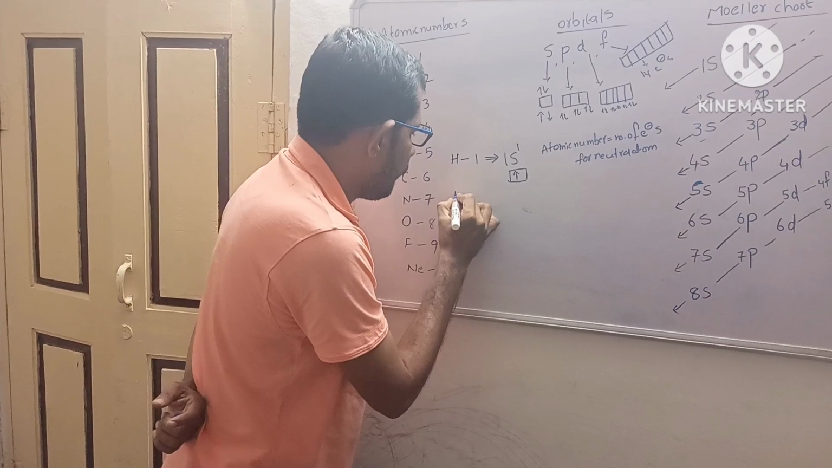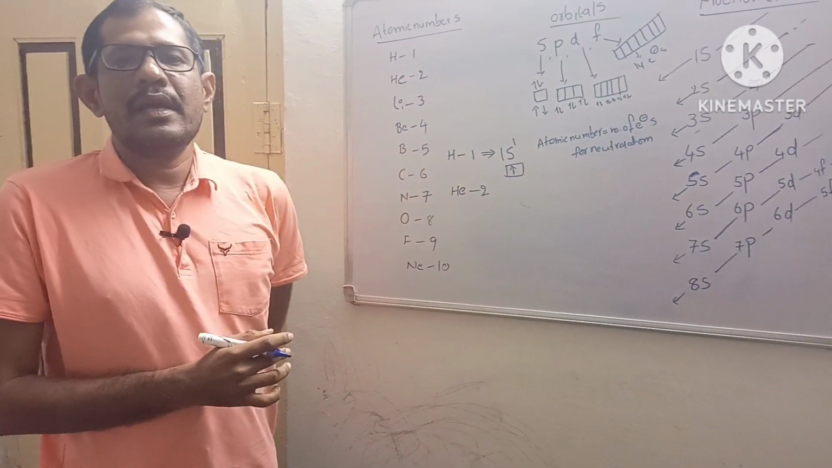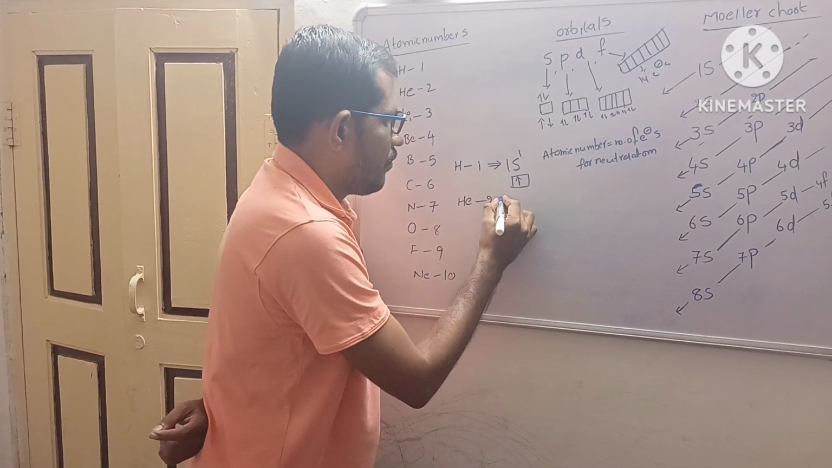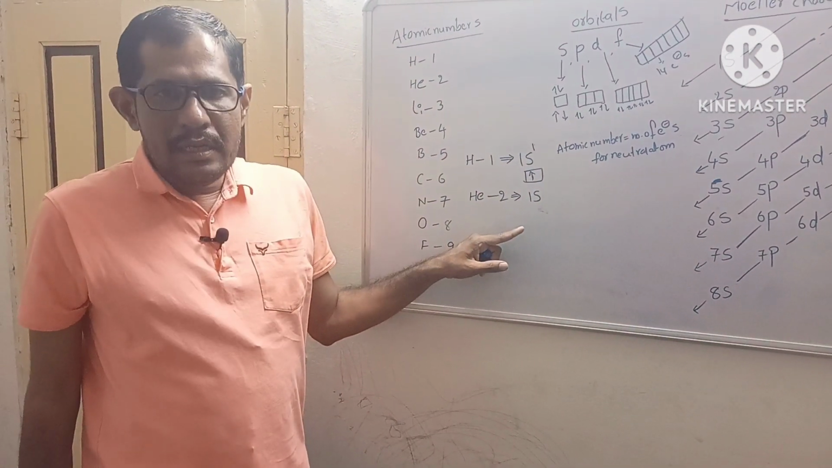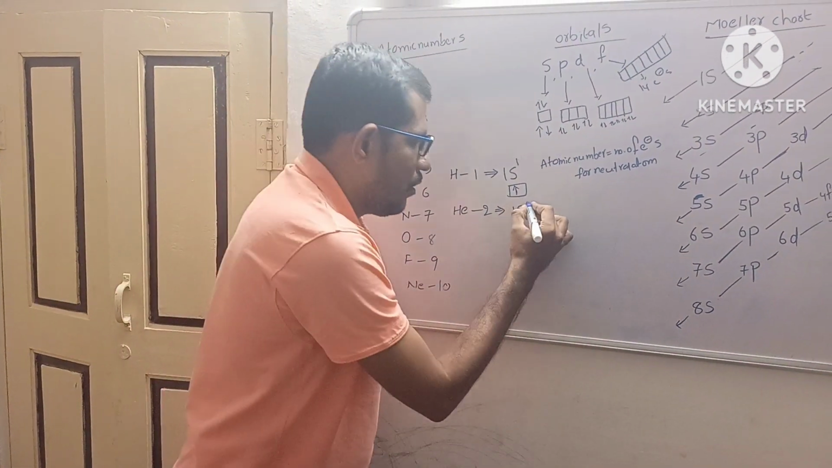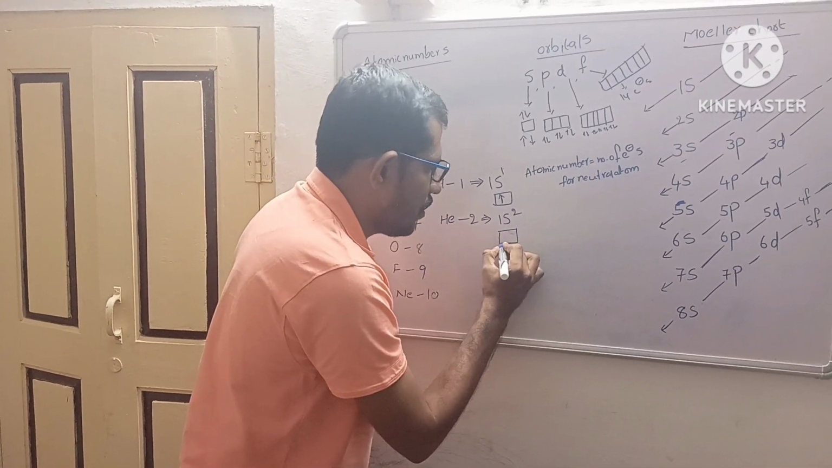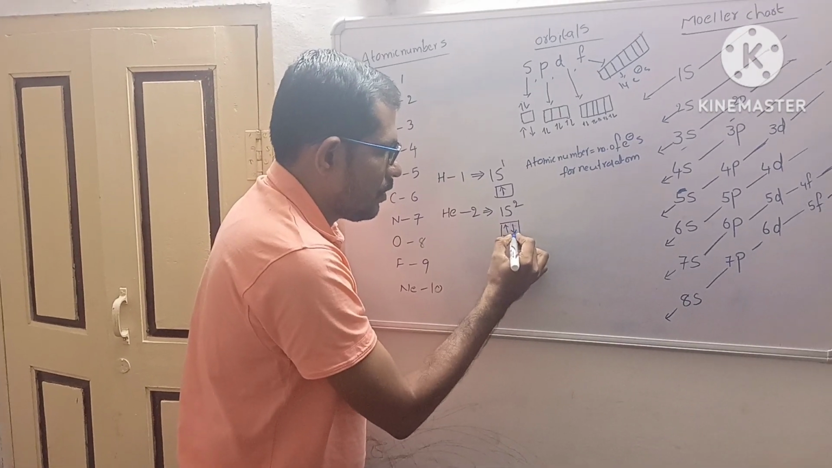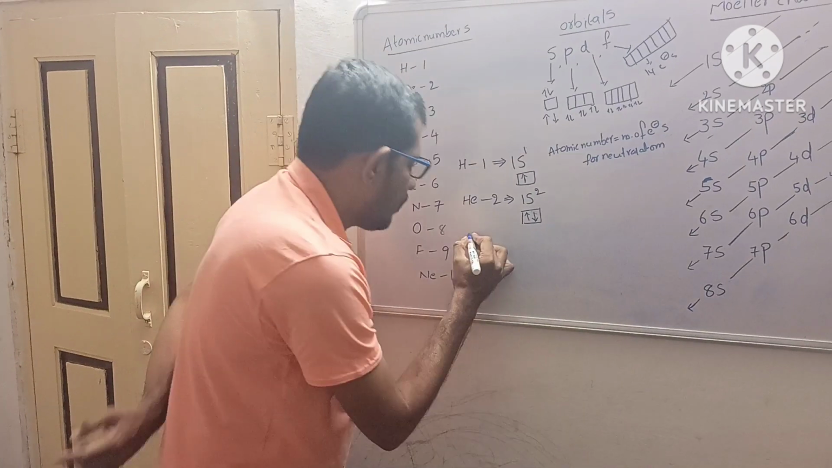Then coming to helium. What is the atomic number? 2. That means how many electrons are present in helium? 2 electrons, right? So first what will come? 1s orbital will come. How many electrons are there in helium? 2 electrons. So we need to write 1s2. The 1s orbital means 1 box. How many electrons? 2 electrons. 1 electron in the upward direction, just convention. The second electron is in the downward direction. Very simple, right?